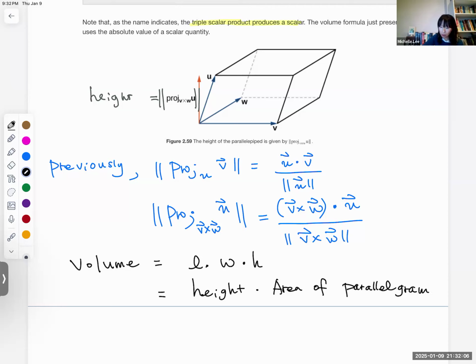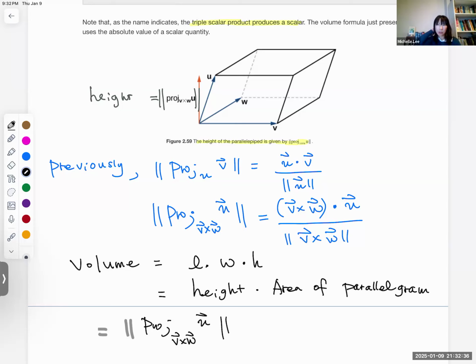Okay, then height, we talked earlier. Height of the parallelepiped is given by that, right? The magnitude of the projection, right? So there will be magnitude of projection of vector u onto cross product of v and w.